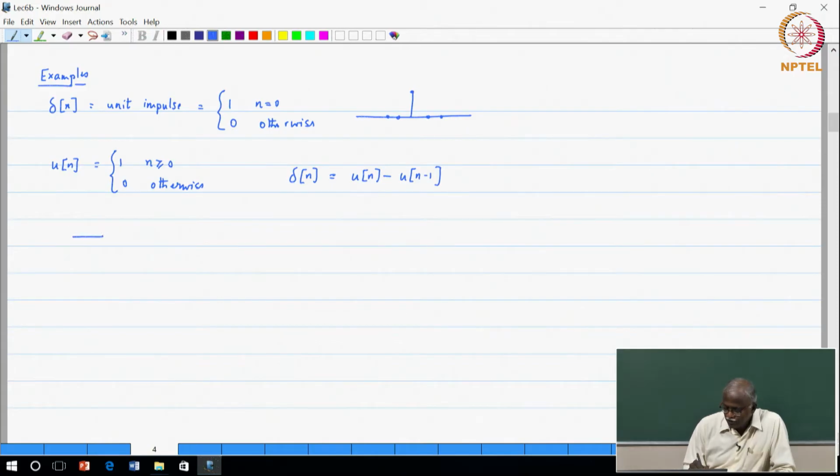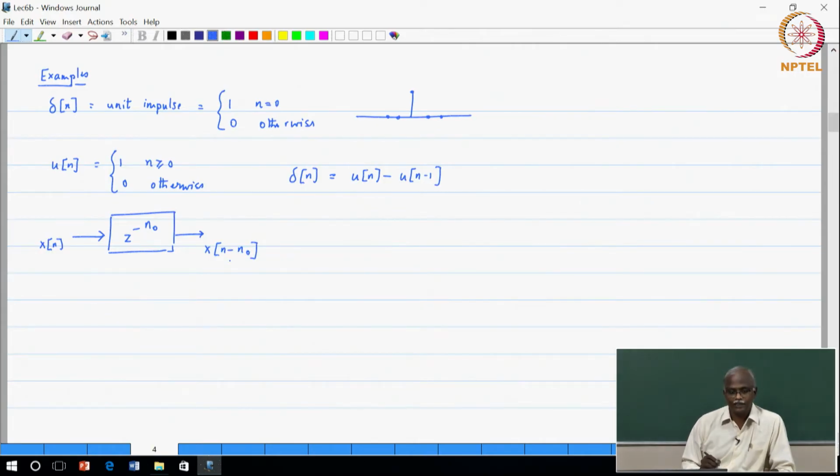The aspect of delaying a sequence is very important for us. If I have a sequence x of n and I pass it through a block z to the power minus n naught, then what I get at the output is x of n minus n naught. That is the sequence that we get, and n naught has to be an integer. So, we are only dealing with those cases. Of course, with multirate techniques we can produce fractional delays, but when you have an input-output relationship given by this block, n naught has to be an integer.